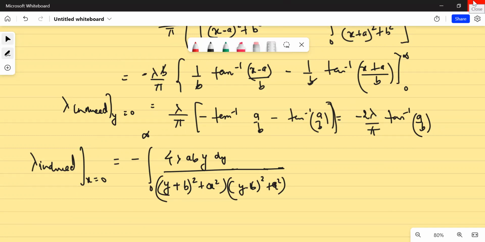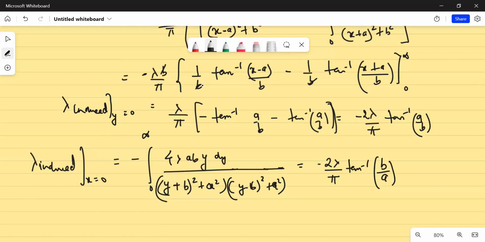Okay, so should I do it, or will you be able to do it? So I think I can expect the answer to be, because this is y by b upon a, all the steps will be the same. I think this will be minus 2 lambda upon pi, that much is fine. I think then you will get tan inverse of, because this will be y by b upon a, this will be b upon a. You find the integration because the same steps are going to come.